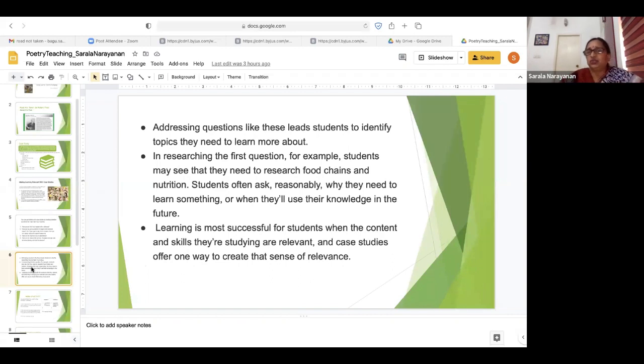In researching the first question, for example, about the cafeteria, you may need to research food chains and nutrition. Students often ask why they need to learn something when they will use their knowledge in future. What is the use of it in the future? See, yesterday Janaki ma'am also said about business letters and other things.